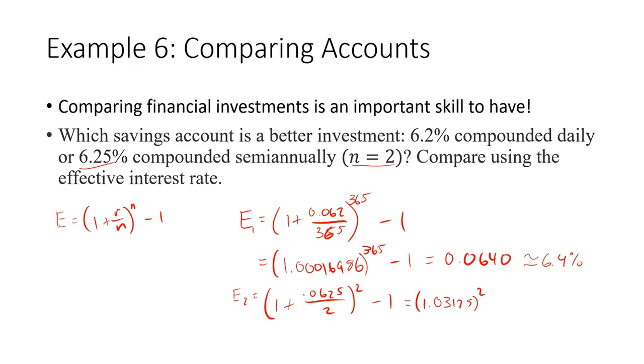1.03125 minus 1. That gives us 1.06347 minus 1. For an effective interest rate of 0.0635, or about 6.35%. So even though the second account has a higher interest rate, because it's compounded fewer times, the effective interest rate is actually lower. So the first account, if you invest more money in that first account, you will make more money over time.